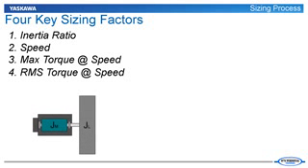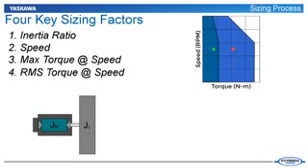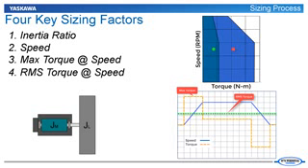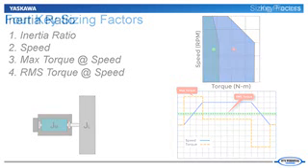Given that the inertia ratio and motor speed are appropriate for the application, both the max torque and the RMS torque must lie within the motor's capability. The remainder of this e-learning module will discuss this process in more detail.